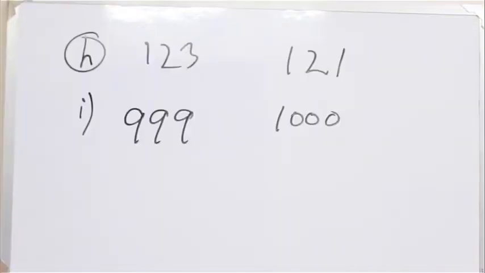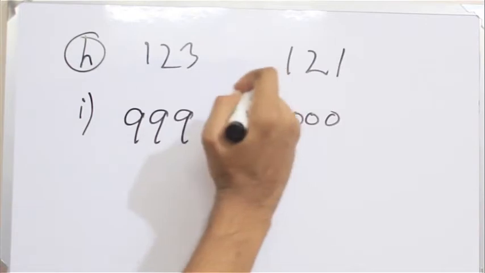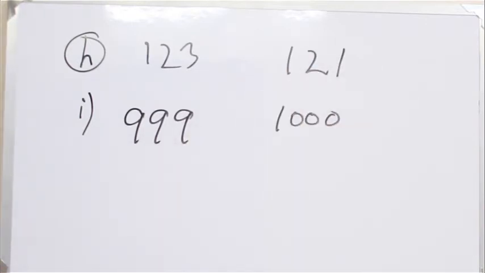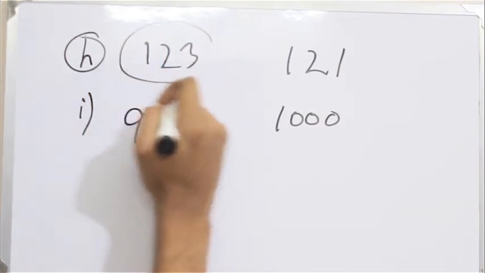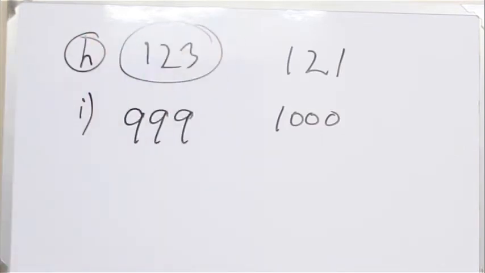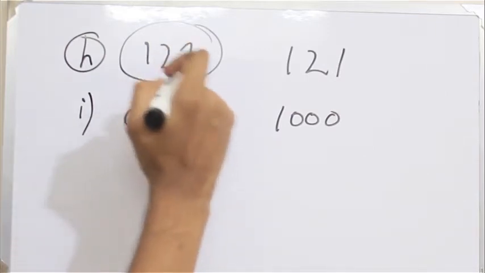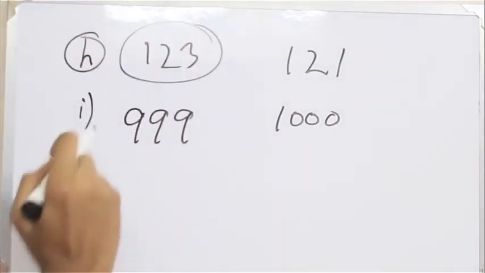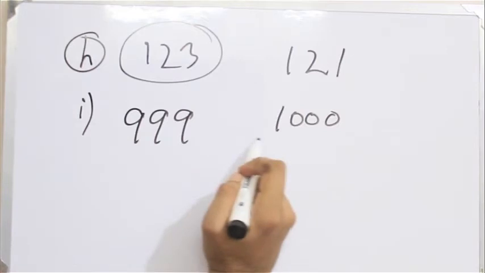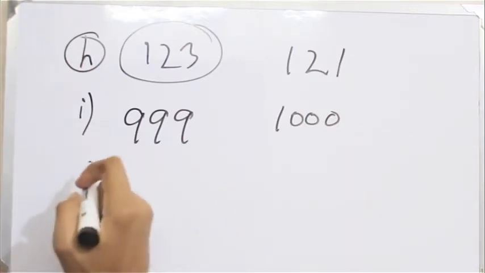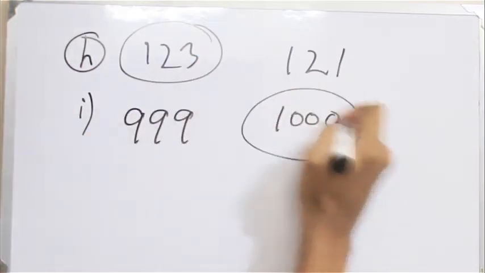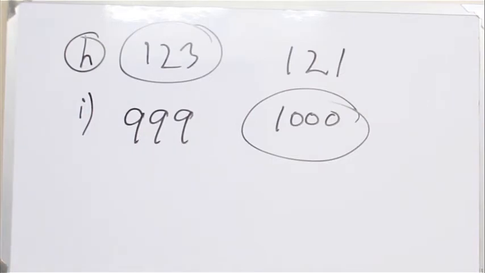Look at this version. In the H, you can see that 1, 2, 3 and 1, 2, 1. You can now understand which one is a large number. Make sure the student understands this thing. That means whatever is the large number, they will just circle it down. Here, look at this 999 and 1000. Which one is large number? You can see 1000 is large number.